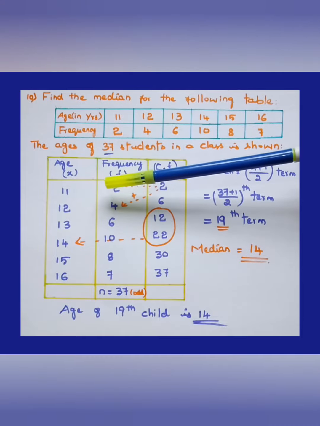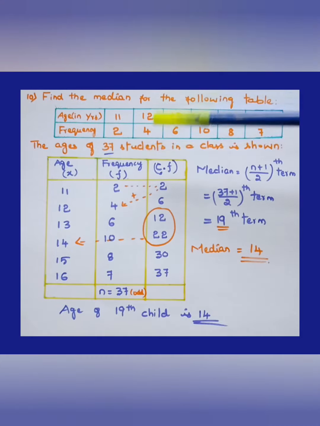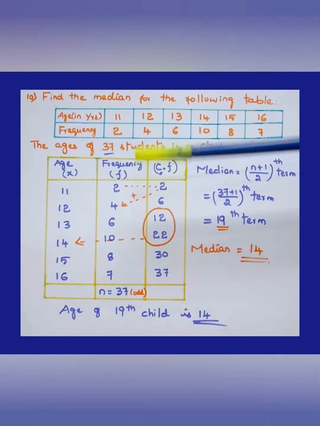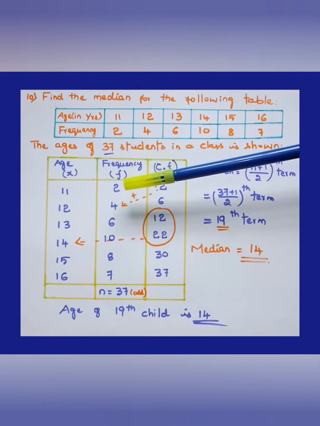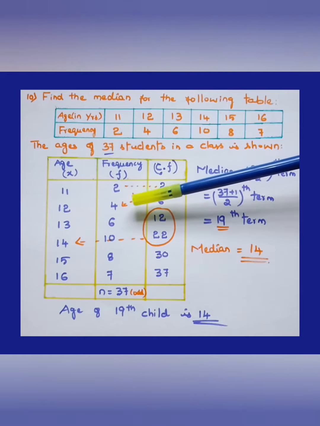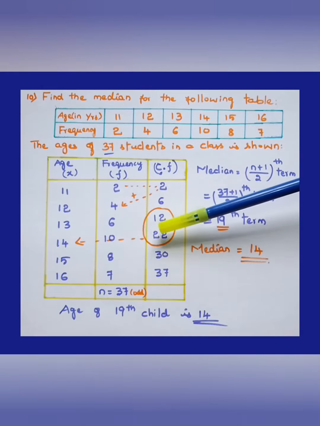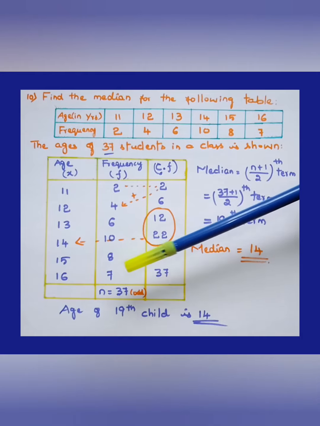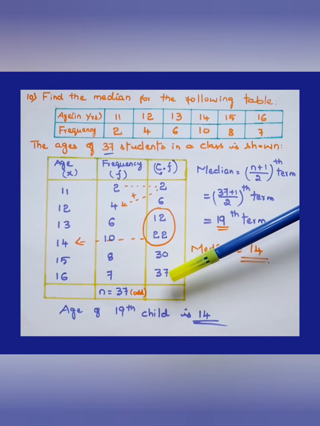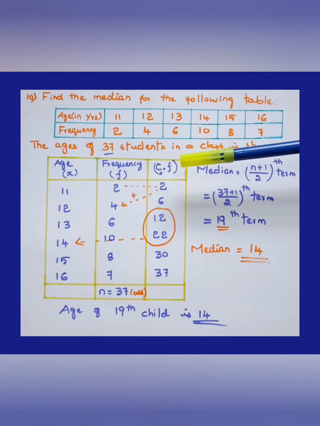Then age is nothing but the x value, which is given first, then comes the f value, frequency. After writing frequency, for median we need cumulative frequency, remember flight. Cumulative frequency: write 2 as it is first, then 2 plus 4 is 6, 6 plus 6 is 12, 12 plus 10 is 22, 22 plus 8 is 30, 30 plus 7 is 37. We got this value. Here in case of median, you need not find sigma fx. That is only in the case of mean. Forget about that sigma value for cumulative frequency.